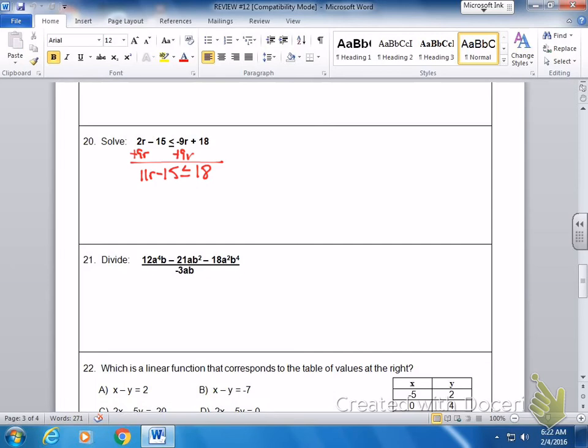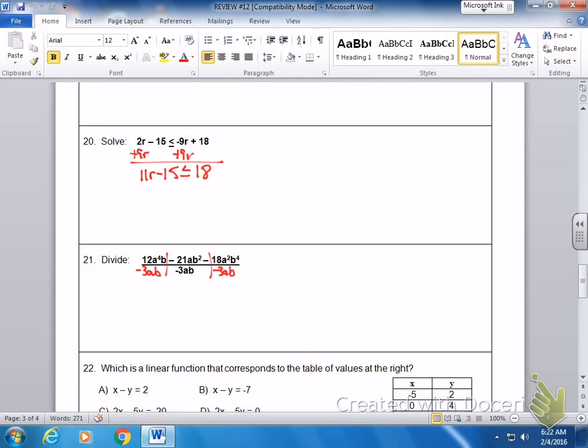Number 21, we've kind of been working on these. It's sort of like the GCF ones. What I'm really doing with this one is I have 12a to the fourth b minus 21ab squared minus 18a squared b to the fourth, divided by negative 3ab. So what you're going to do is really take the negative 3ab and divide each term by it. So it's kind of like when we were GCFing earlier.